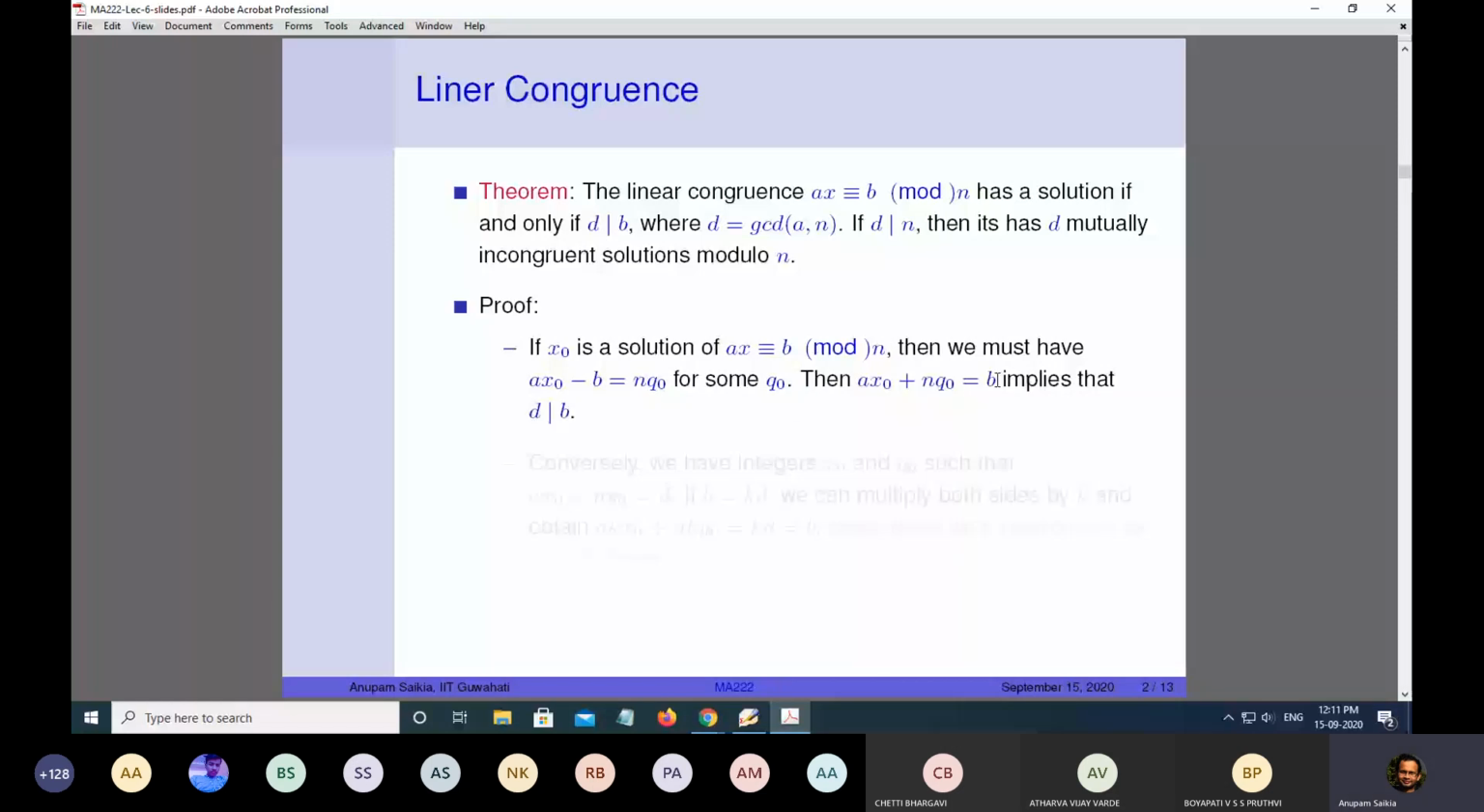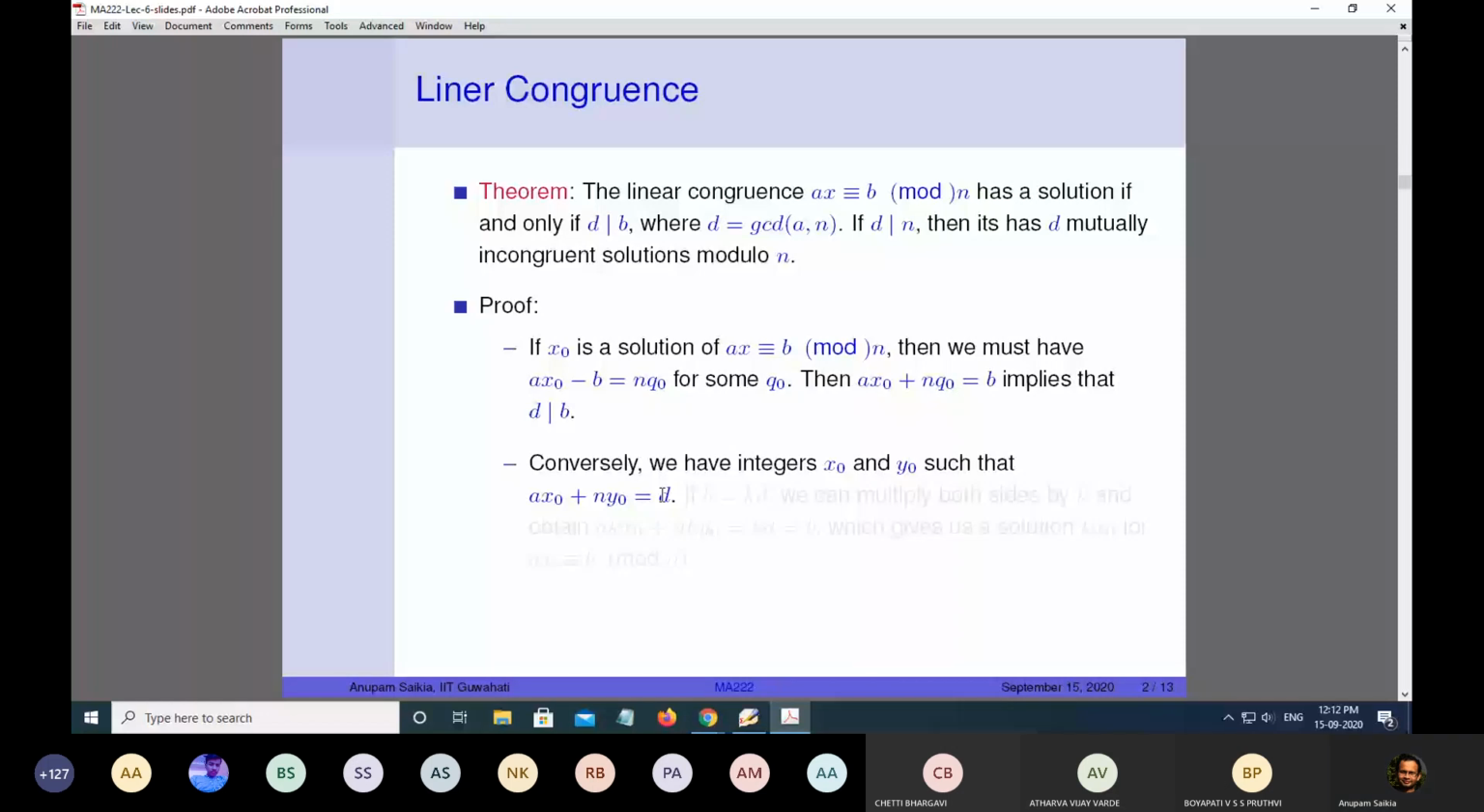And now you look at the GCD. GCD of A and N, it divides this as well as this. D divides A and D divides N, so certainly D divides B. So the necessary part is almost immediate: if this linear congruence has a solution, then the GCD of A and N must divide B. And the converse will also be true. Why? Because if the GCD of A and N is D, then we know that there exist integers x naught and y naught such that A x naught plus N y naught equals D.